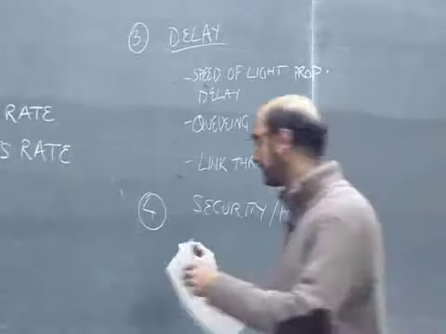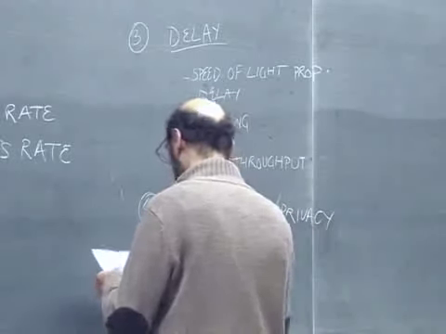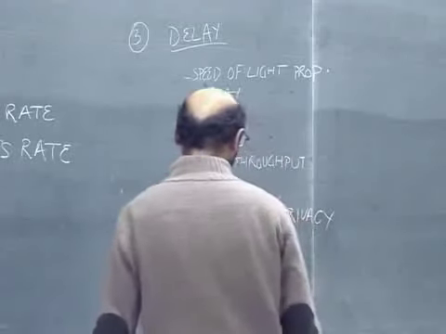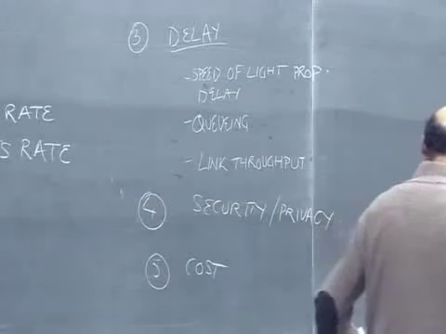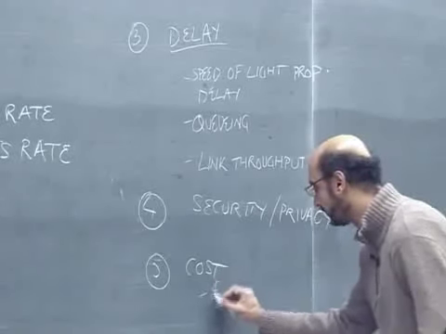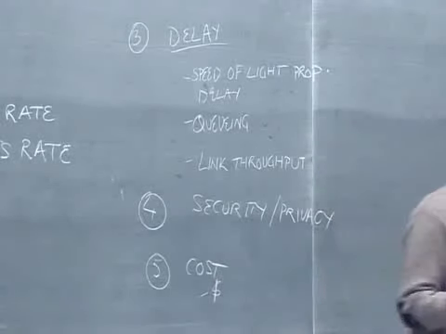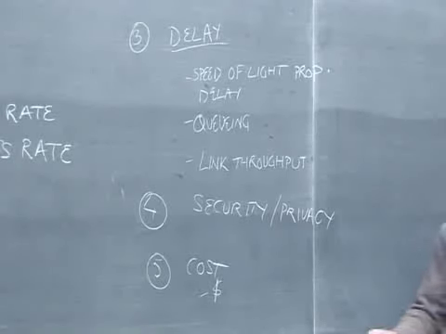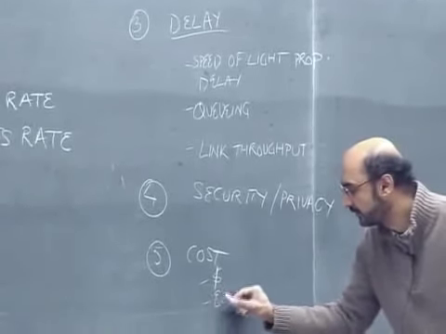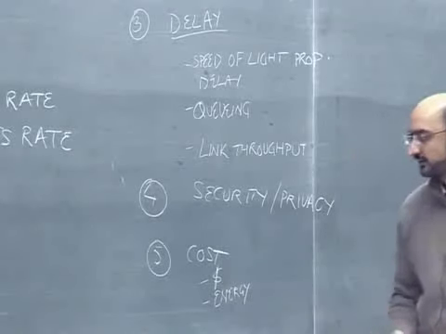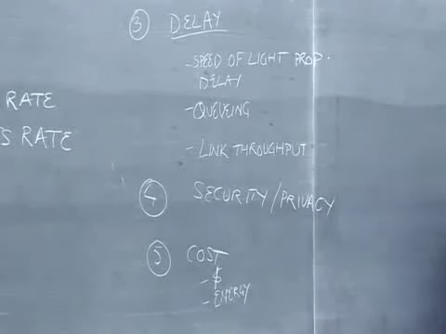Okay, so let's talk about the last one, which is the cost. The cost of a link has two parts. One is you can think of it as a dollar cost. How much does it cost per second, per minute, per month, per year? So you have to pay for it. And the second cost is an energy cost. The energy cost is how much energy it takes to use the link.